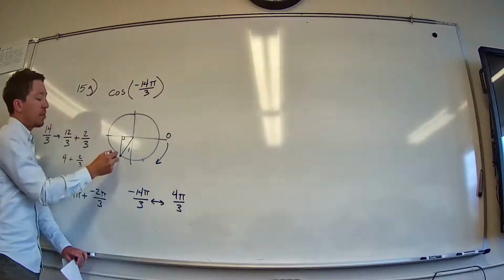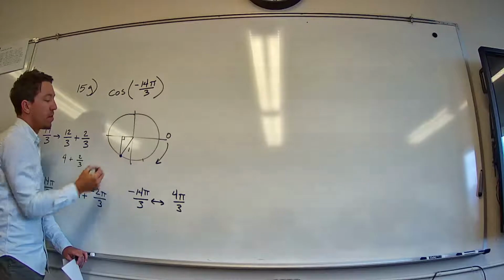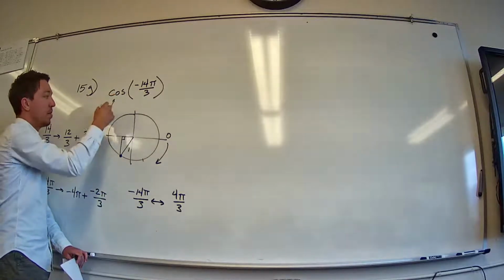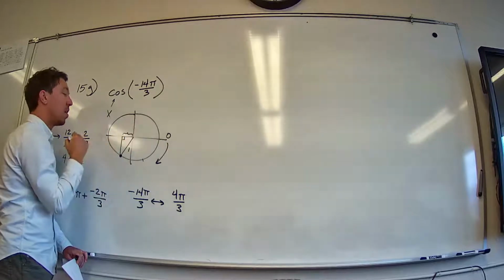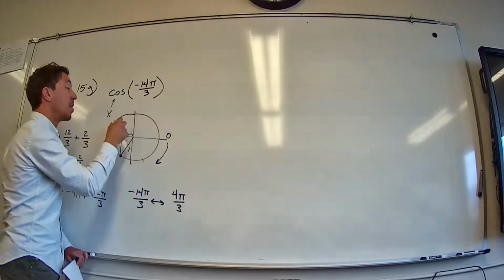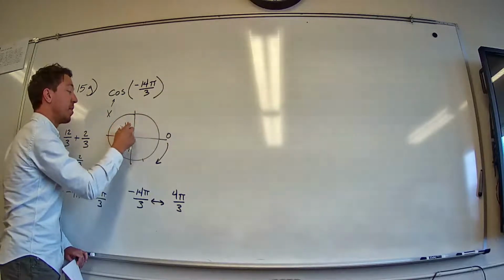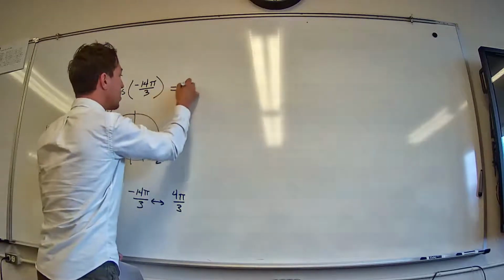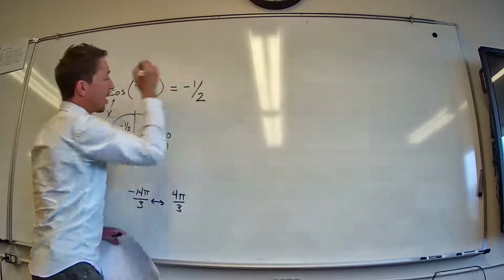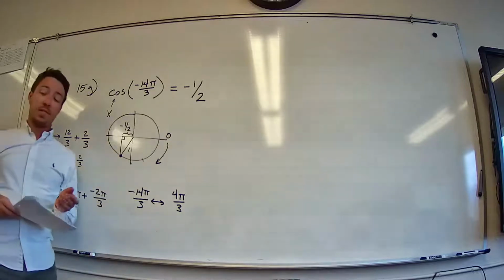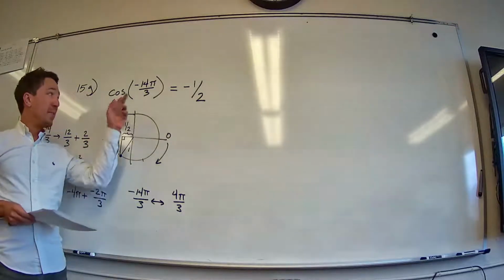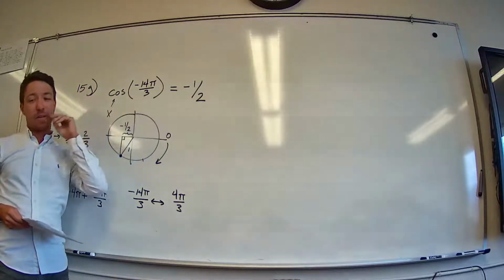So do I care about the x value of this point or the y value? The x value. So what is that x value? 1. Very close. Negative 1. So the answer to this question is negative 1. The goal for you guys is maybe not with a weird angle like that. That one's a little tricky.